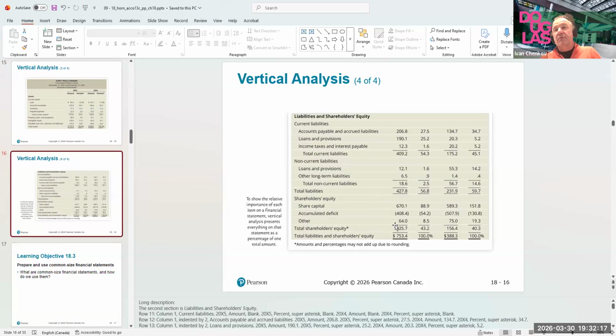On the liability and equity section, you're going to have 100% for the total liability and equity. And then you start trying to find out how much is the total liability as a percentage compared to the total equity. In this case, our capital structure is 57% relying on debt, and the remaining 43% is on the equity. And that's the only thing that we can get from this analysis.